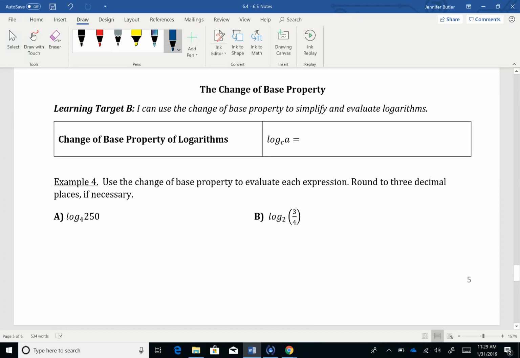Hi guys, welcome to our short lesson over the change of base property. So this learning target is, I can use the change of base property to simplify and evaluate logarithms.